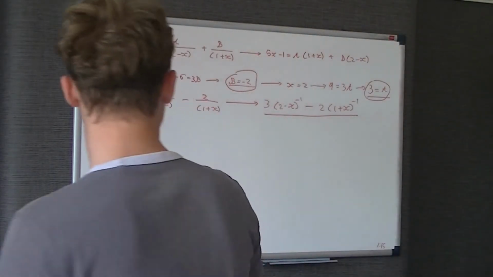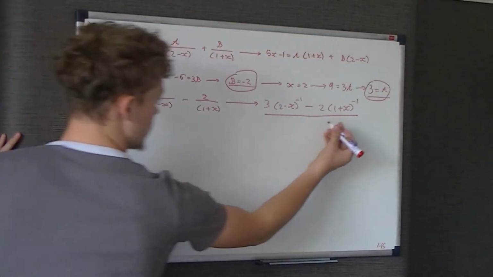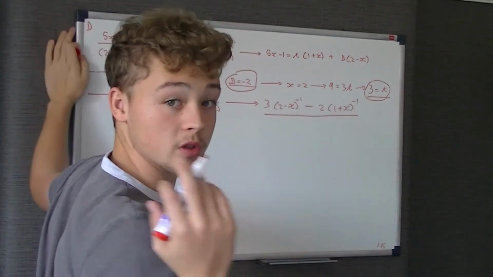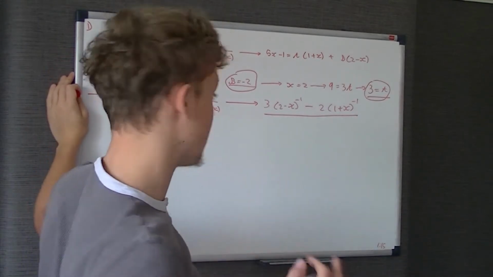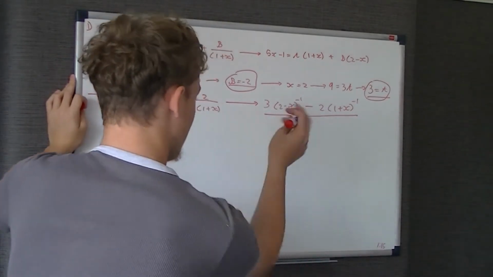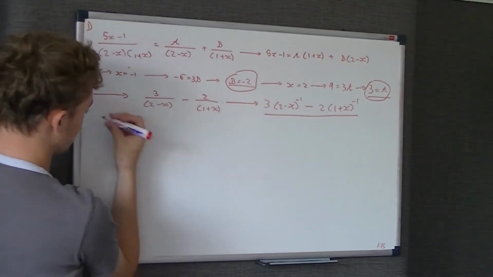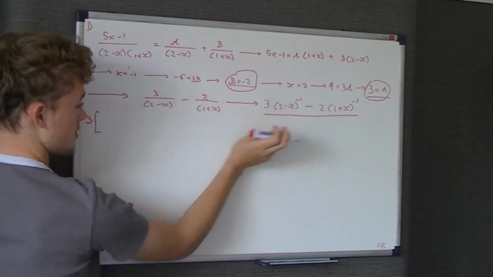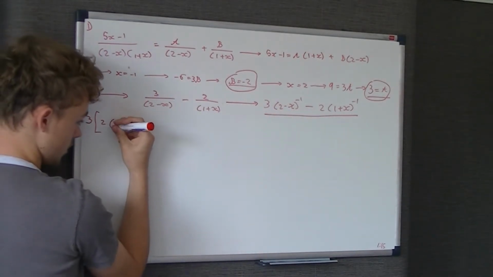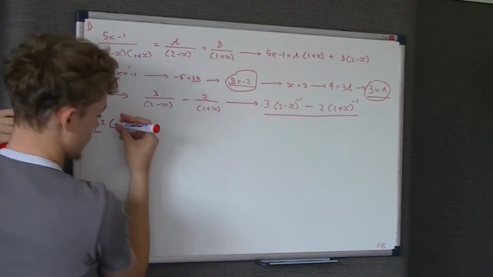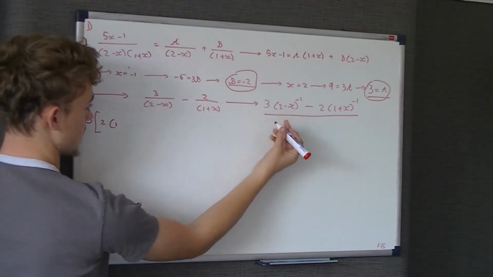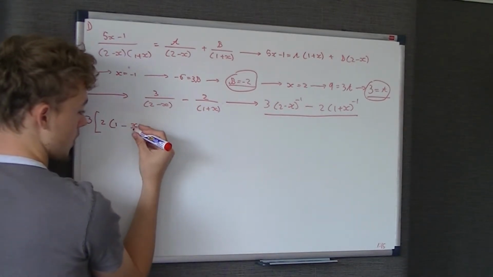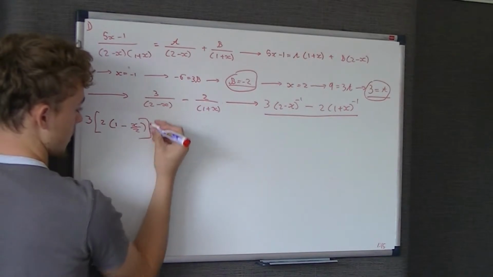Okay, so this fraction's alright, 2 brackets 1 plus x to the power of minus 1, because that's the same as 1 plus a to the power of n, with n just minus 1. But this first part isn't. So what we do is 3, and then square brackets, because we're going to take 2 out of here. So it's 2, and then what do we times 2 by to get 2, which is 1. And then what do we times 2 by to get minus x, it's x over 2, so it's minus x over 2, sorry. And then that is all to the power of minus 1.